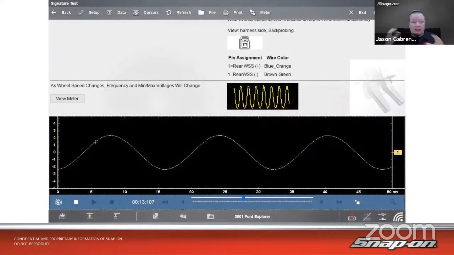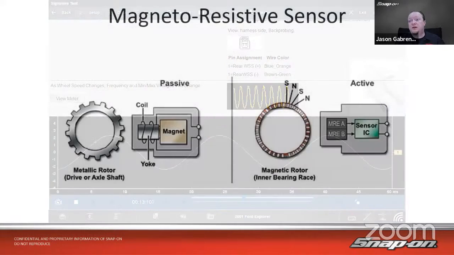And as we'll see, anything that gets in the way, no matter what it is, is going to do that. So in this case, as wheel speed changes, frequency and min-max voltages change. Like that '01 Explorer I talked about, as it goes up and down, the waves get closer together and bigger the faster the wheel goes, and as it slows down, they get smaller and further apart. That's how the computer can tell how fast the wheel is spinning.